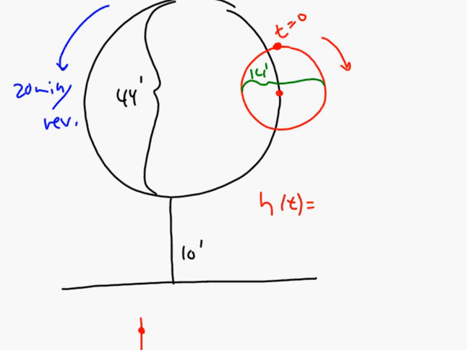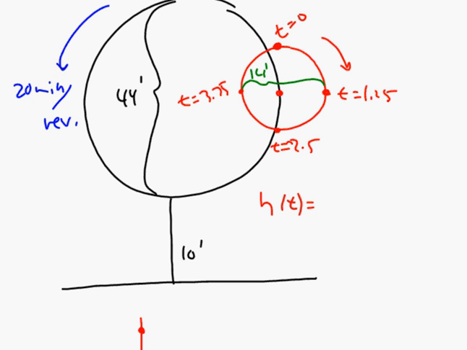Then as it rotates, after 2.5, actually less than that, it's 5 minutes all the way around. So this point down here would be t equals 2.5 minutes. This point right here is t equals 1.25 minutes. And this point is t equals 3.75 minutes.